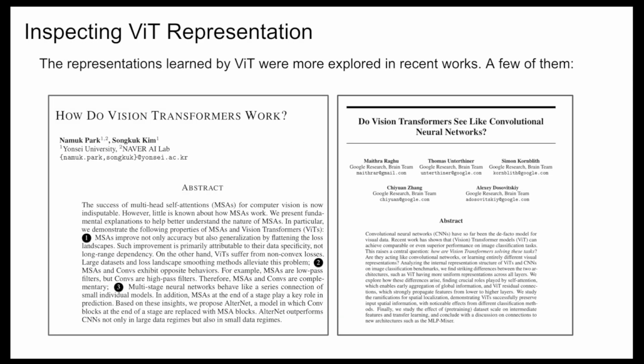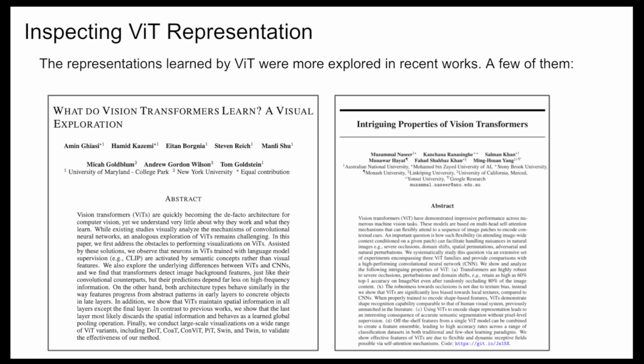The representation by ViT was explored more in recent works, and I think there's a lot of ongoing research about how vision transformers work. I've added a few works if you're interested in this area of research. Like: How do vision transformers work? Do vision transformers see like convolutional networks? What do vision transformers learn? A visual exploration, and intriguing properties of vision transformers. I think this is a really great paper that you can read if you're interested in the ViT representation.